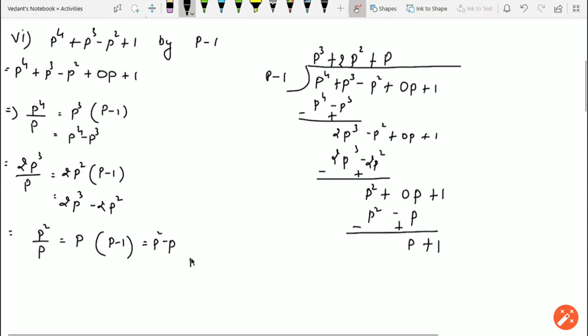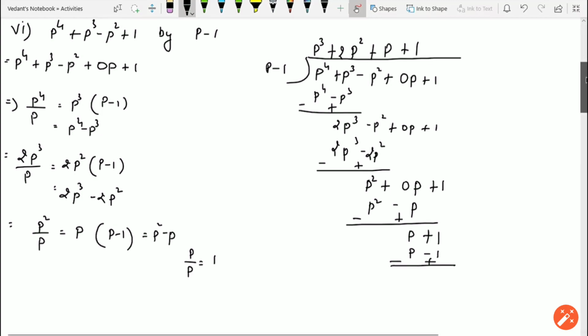Now we have p plus 1. So what should we multiply with p minus 1? p by p is 1. So we write at the place of quotient plus 1. It will be p minus 1. Change the sign. Minus p plus p cancel, plus 1 minus 1... So the remainder will be 0.